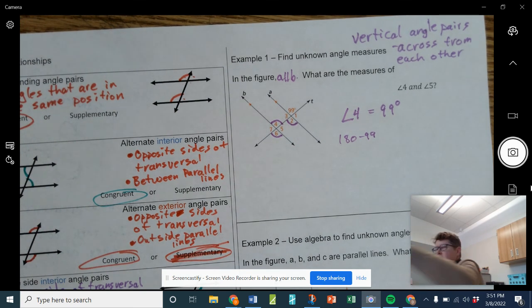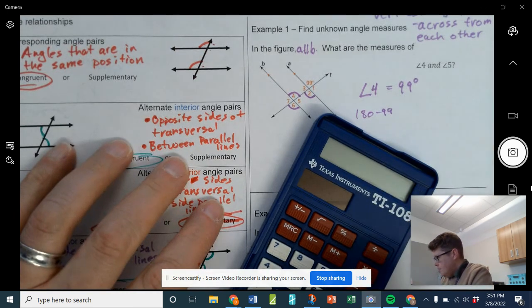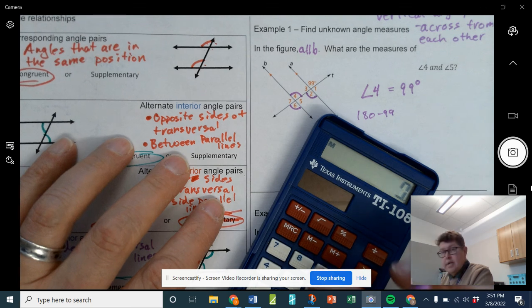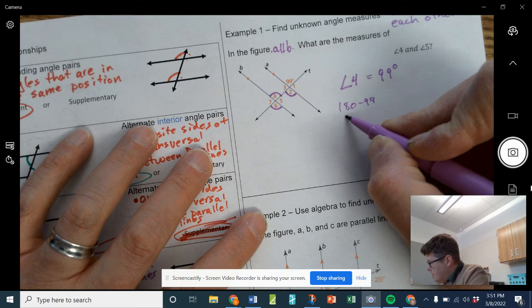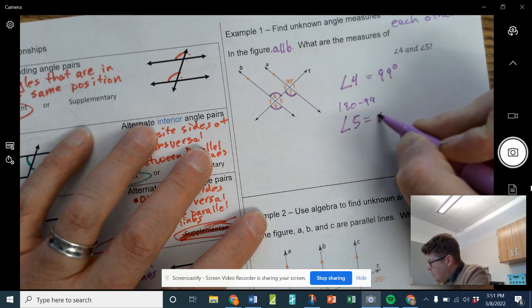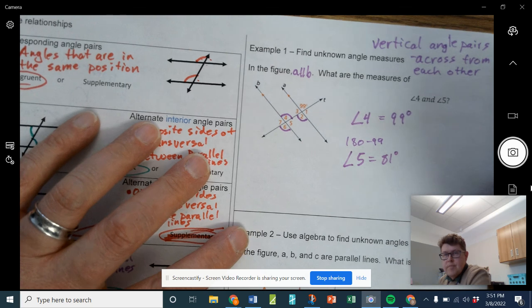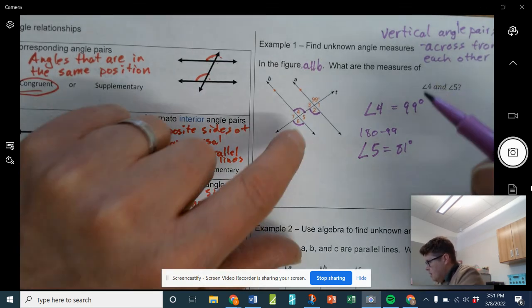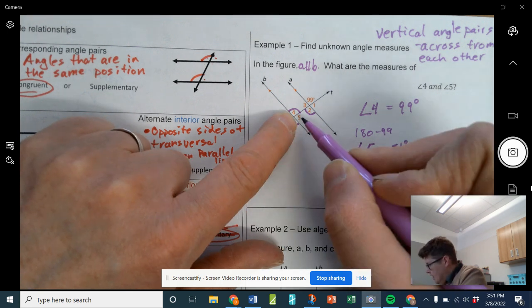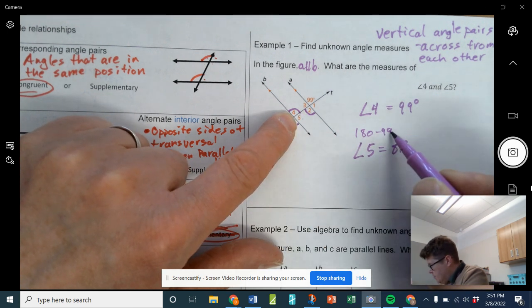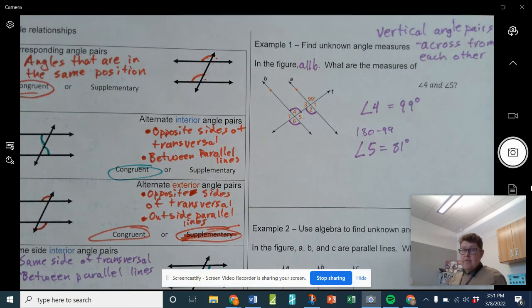We'll just use a calculator for this real quick. 180 minus 99 gives us 81. So angle 5 is 81 degrees. You can see that this one is less than 90, that angle 5 right there. And this one is a little bit bigger than 90, so that 99. So that's kind of how you figure that stuff out, right?